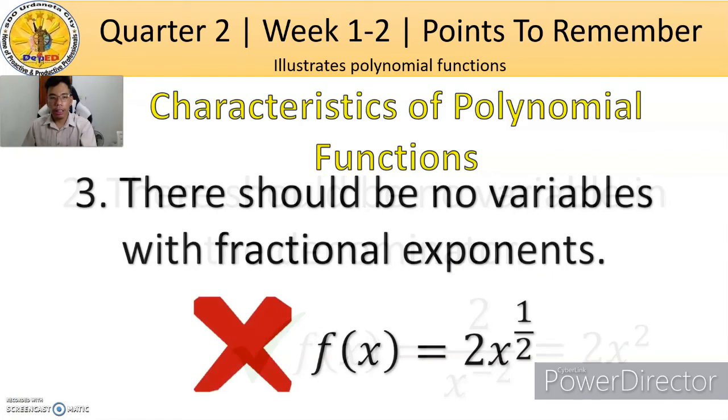And for the third characteristic, there should be no variables with fractional exponents. And for the first example, we have the function of x is equal to 2x raised to 1/2, wherein it has already a fractional exponent, which means it would not be considered to be a polynomial function.